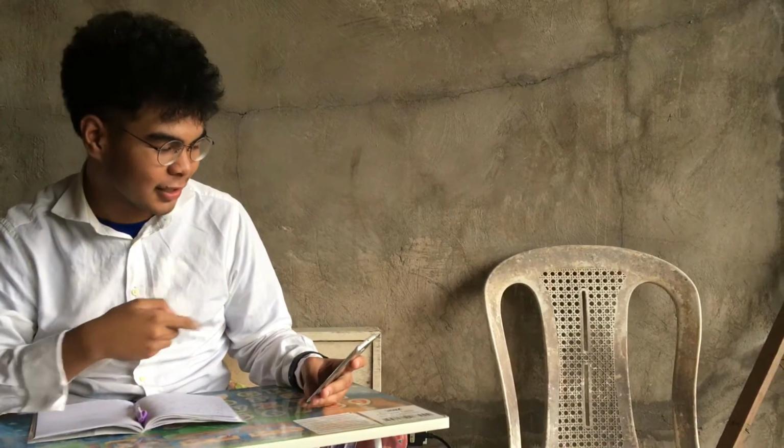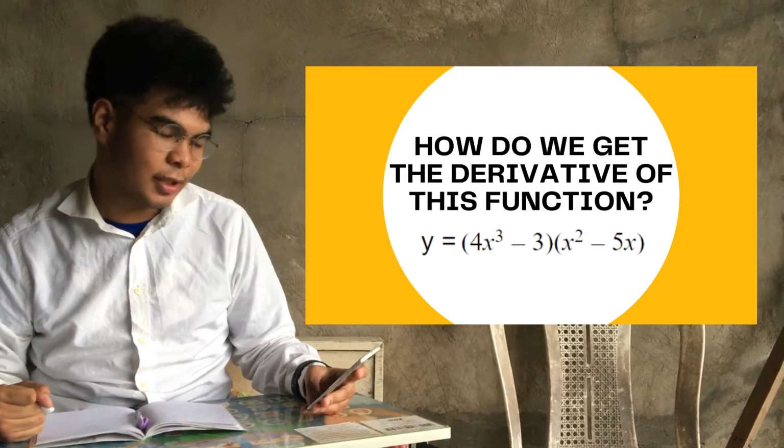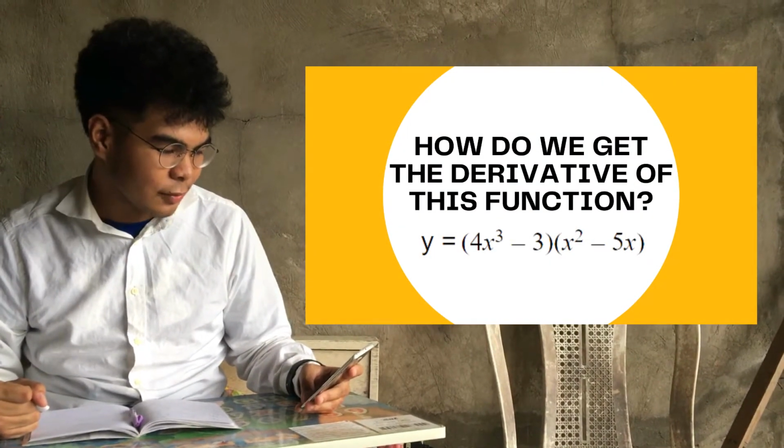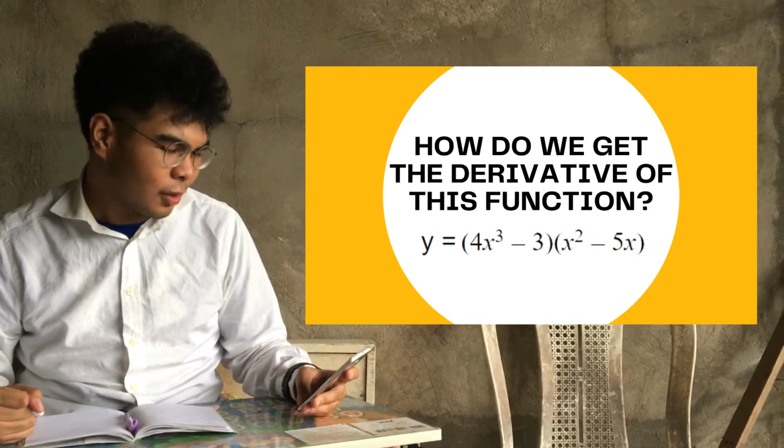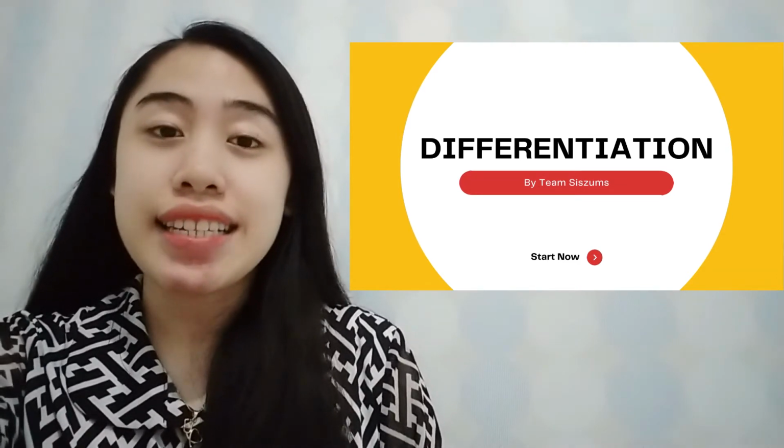Actually, I have difficulties in answering this question. Y equals 4x cubed minus 3 multiplied by x squared minus 5x. How do you solve this equation? We have prepared a step-by-step solution on how you could answer this example.